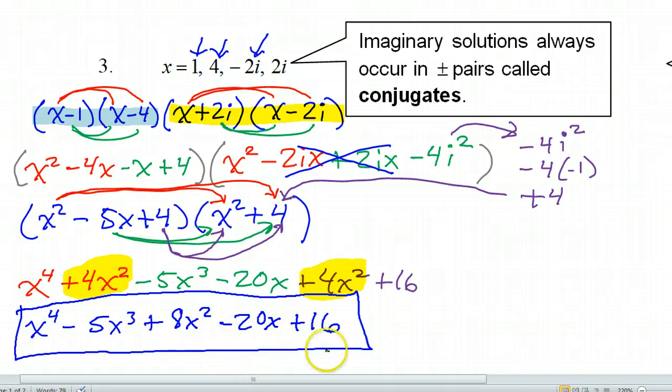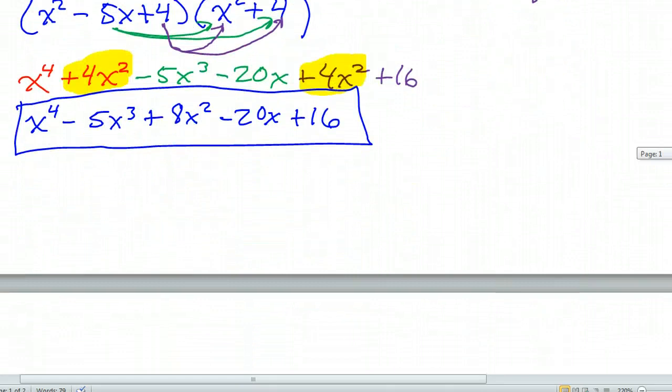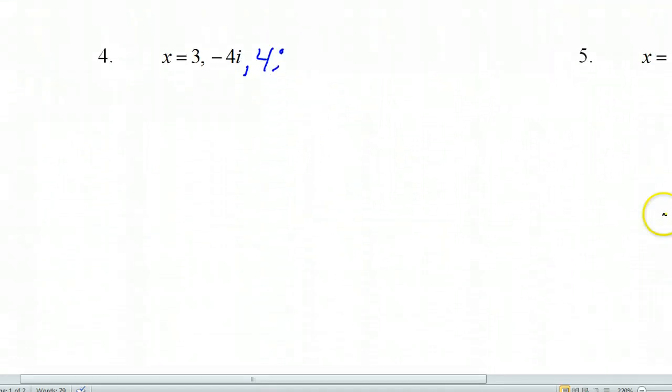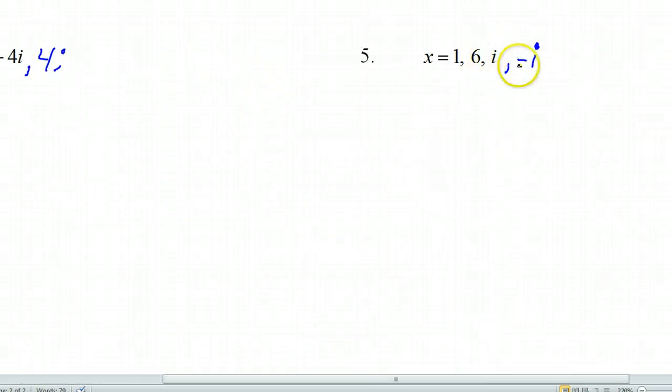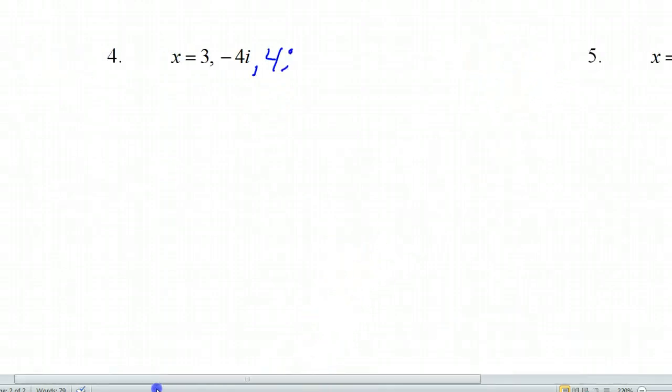All right, so that was number 3. Flip over to the back of the paper. Now, I'm going to sort of skip over number 4 and 5 because they're the same. The main thing, other than just giving you practice, keep that head up, Osman. I already mentioned how if you have a negative 4i, you must go ahead and throw in the positive 4i that goes with it. I already mentioned that if you have an i, you need to go ahead and throw in negative i.